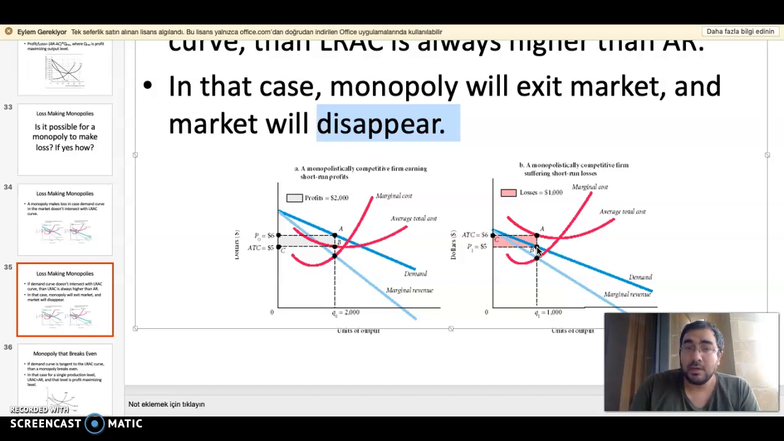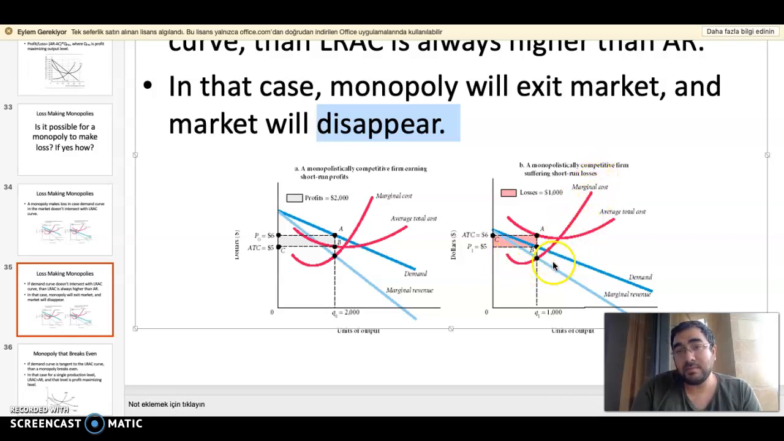So at the quantity 1000 here, the distance between the average total cost curve and the demand curve is the smallest, which means this is the point where the company is making the smallest amount of loss. And you find it in a similar way.